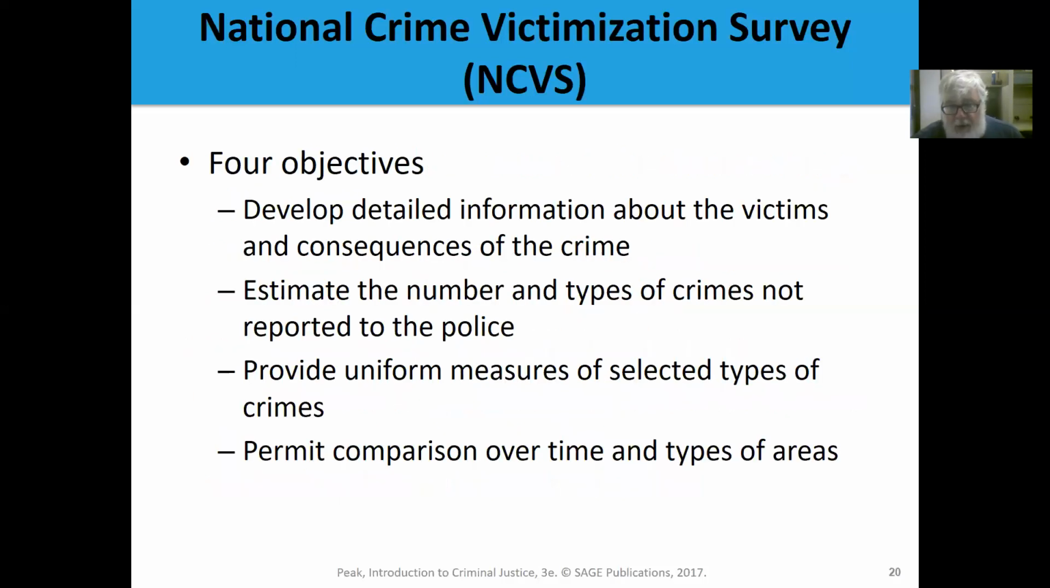All right, 4 objectives. They want to get detailed information about victims and consequences, estimate the number and types of crimes not reported, uniform measures of selective types of crime, and comparison over time. So they could look back and say, okay, in 1977, the survey told us this. In 2019, the survey told us this. There's been a decrease in crime, an increase in crime.